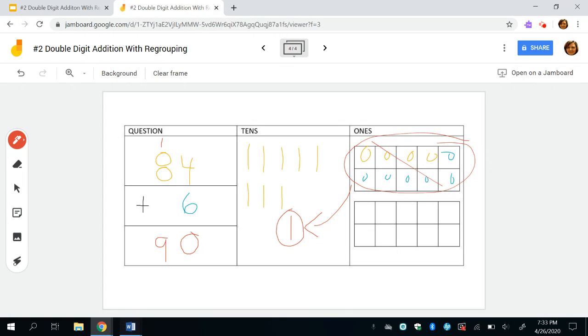We know that 4 plus 6 is 10. So we put the 0 under 4 and 6, and we regrouped the 10. So we put that over 8, and 8 plus 1 is 9.